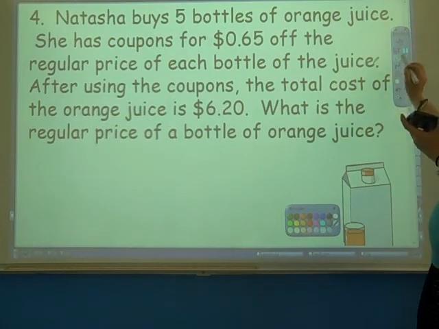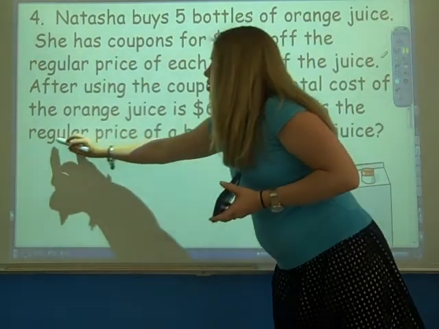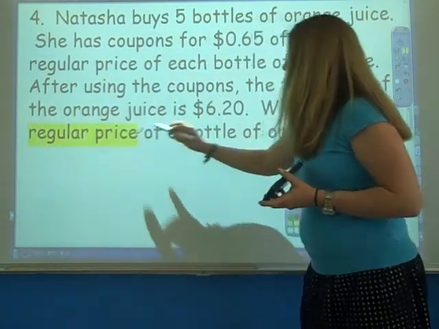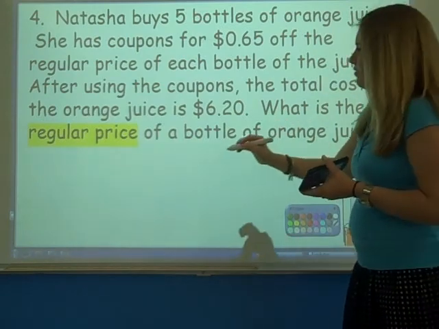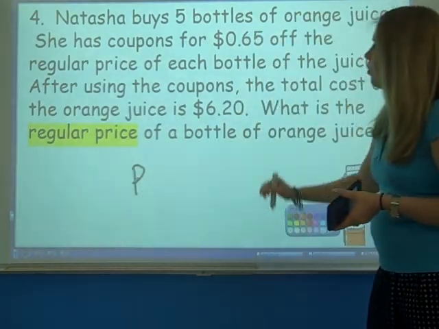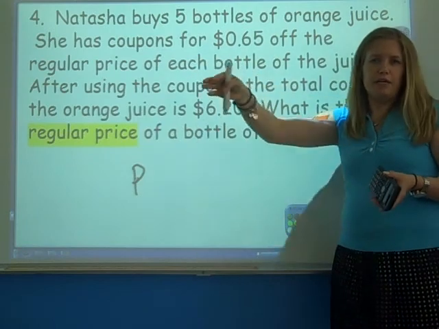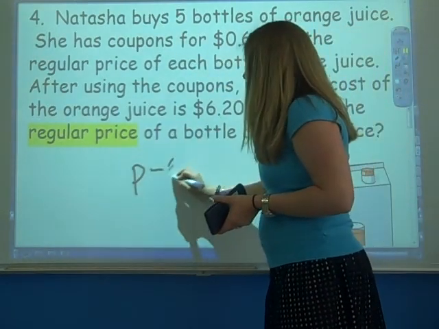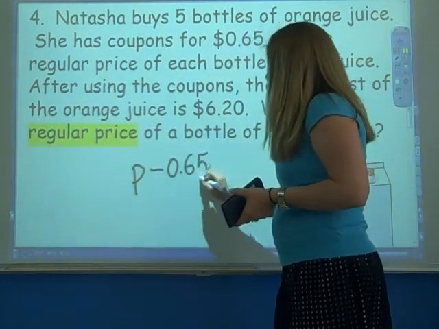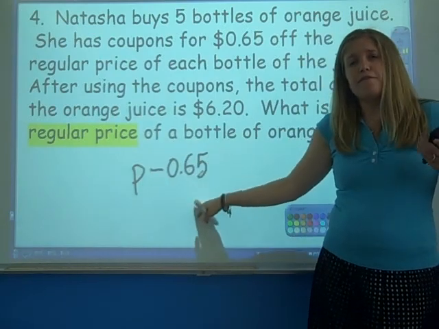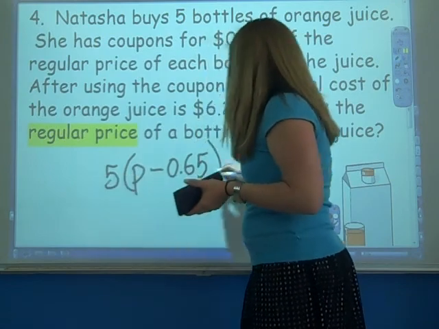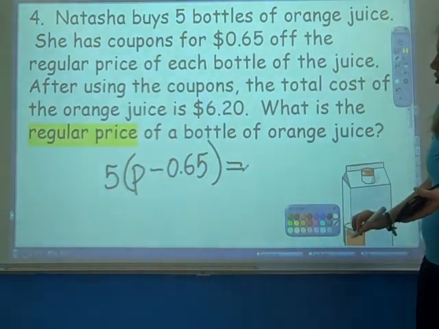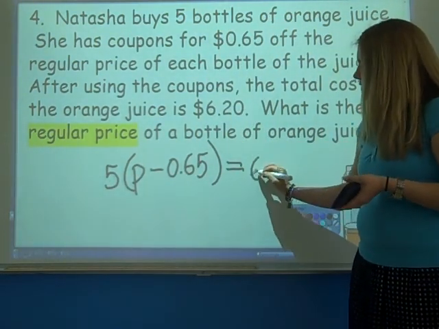Okay, so we don't know this regular price. So we have the regular price, whatever that is. We're going to take 65 cents off each regular price. So subtract 65 cents. And this would be if you bought 1, but we bought 5 bottles, so I'm going to multiply this by 5. And it tells me that my total is $6.20.